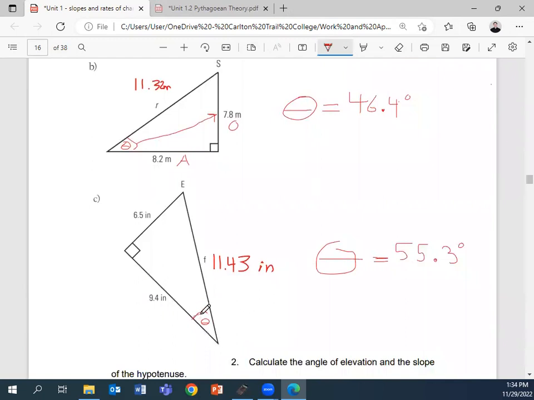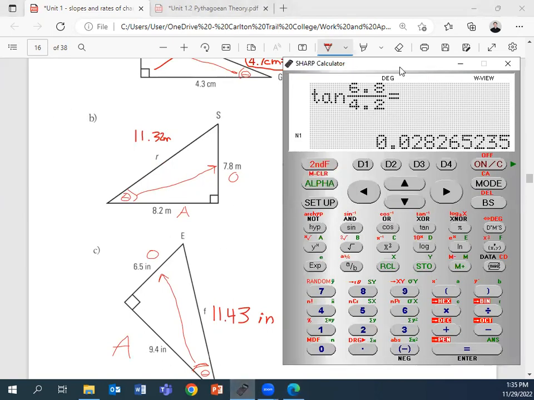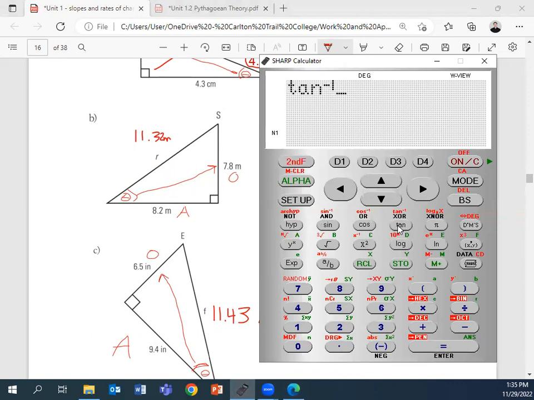And then for question C, my opposite is going to be the 6.5. This is my hypotenuse here, that's 11.43. Did you do the 8.2 divided by 7.8? I put 7.8 over 8.2 with the inverse tangent. I got 43.57. I'll come take a look in a bit, okay? So you take your inverse tangent of 7.8 and 8.2.